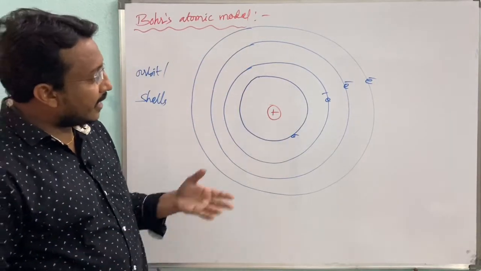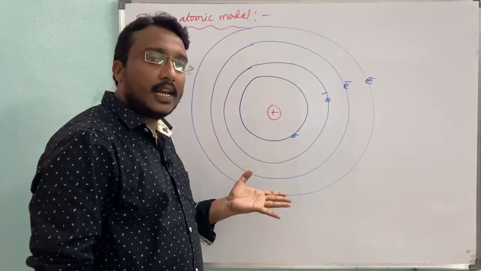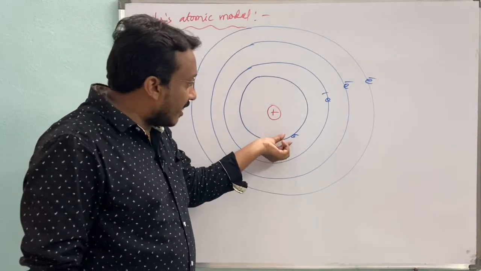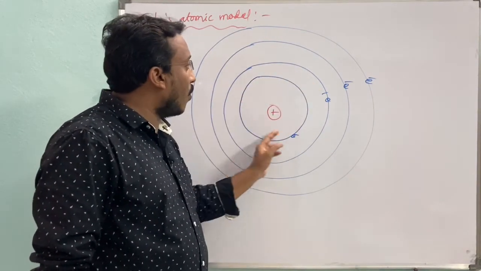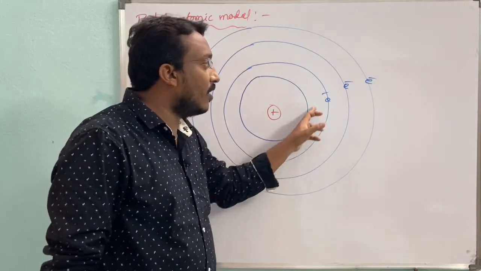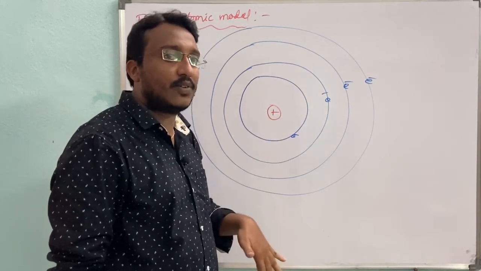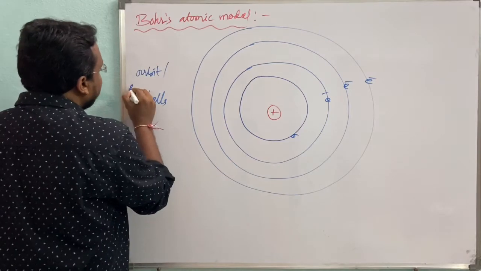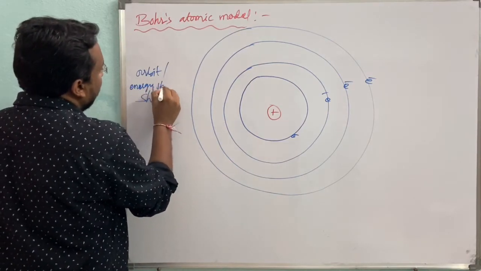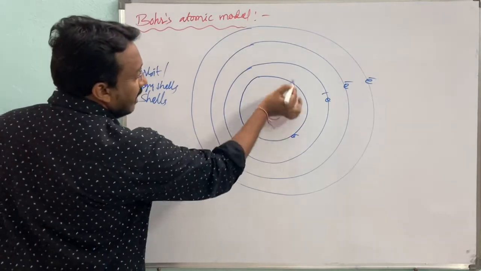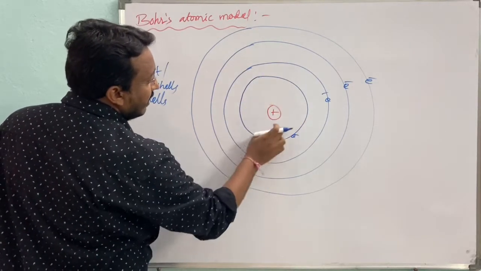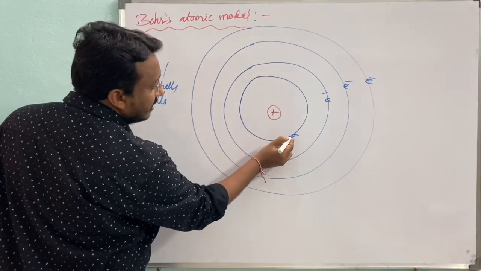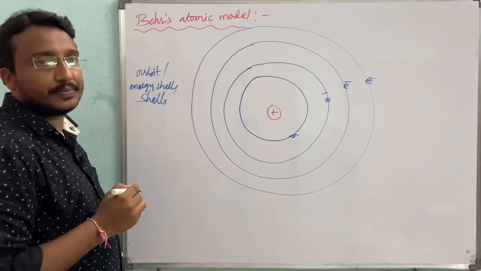While revolving in its own shell, the electron never loses its energy. As long as the electron revolves in its own path, its energy will not be lost. That's why he said these paths, these shells, are called energy shells. That means the shell has energy. Because the electron is revolving in its path, the energy of the shell is equal to the energy of the electron. Got it?